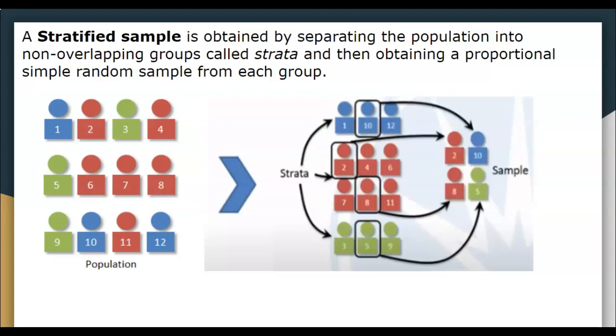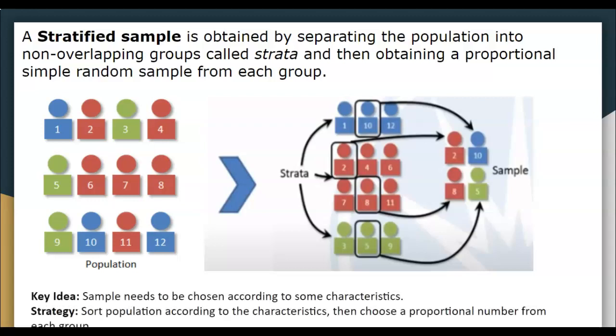The key idea here is that the sample needs to be chosen according to some characteristic, or the strata. And the strategy that we can use is to sort the population according to the characteristic, then choose a proportional number from each group.